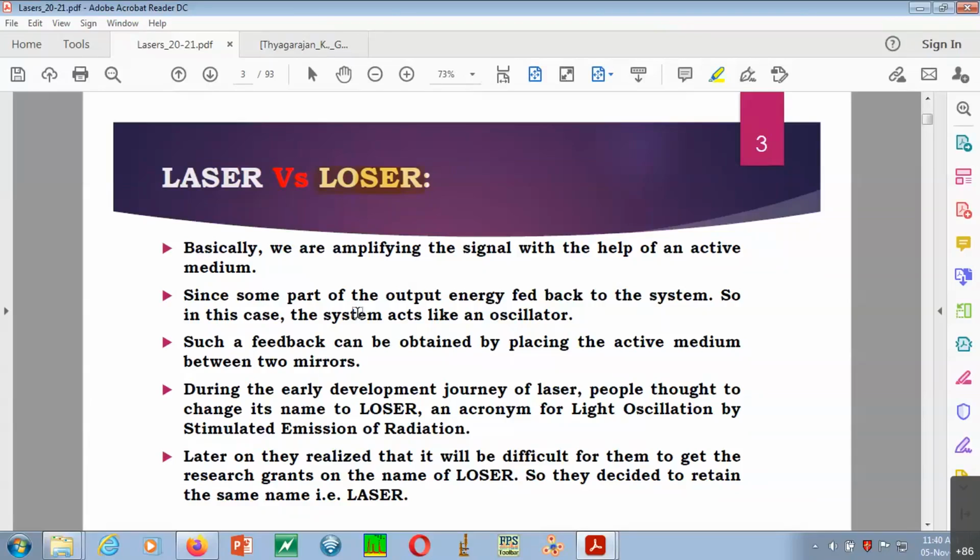If you want to do some startup and you choose a funny name, obviously at the beginning people will make a lot of fun of it, and sometimes it may be rejected also because of the name. So to avoid all kinds of possibilities, they decided to retain the same name which was decided earlier, that is laser. Otherwise the actual process is going to be the oscillation one inside the laser system. So just keep in mind, because many times the numericals or the problems come on these things.